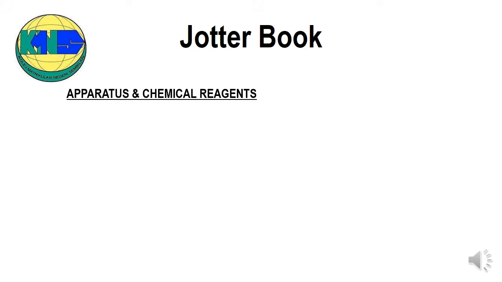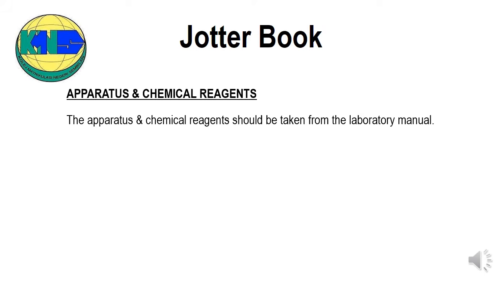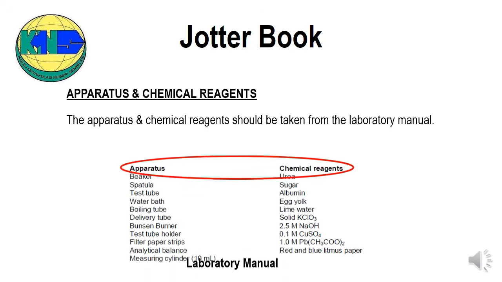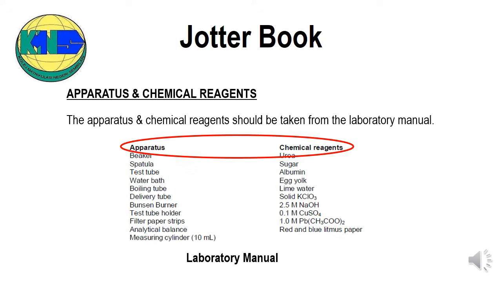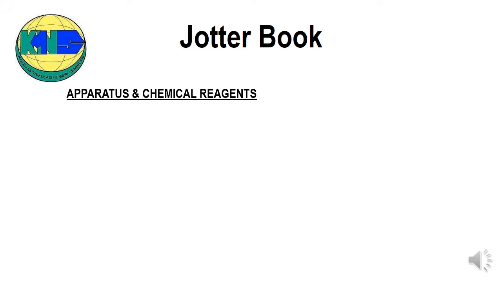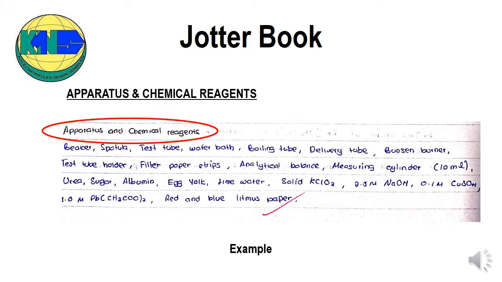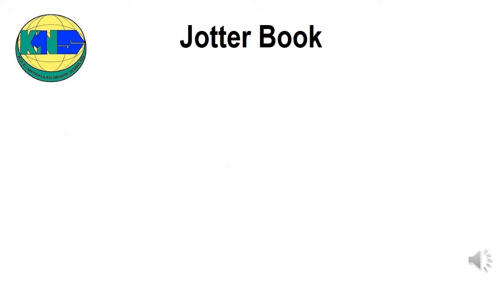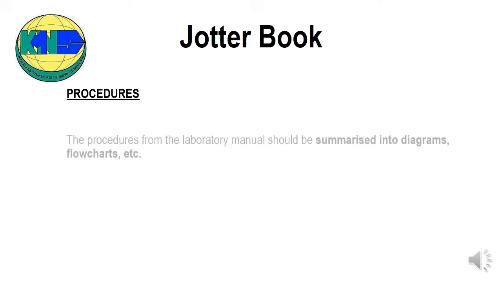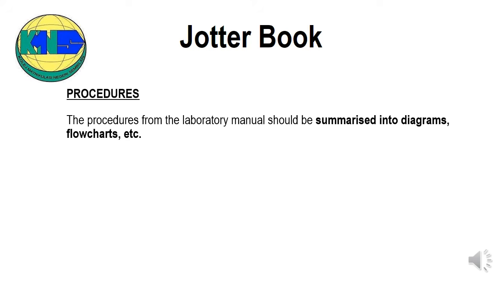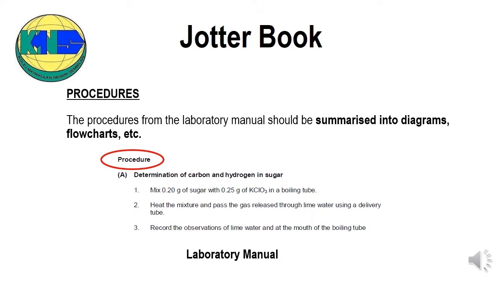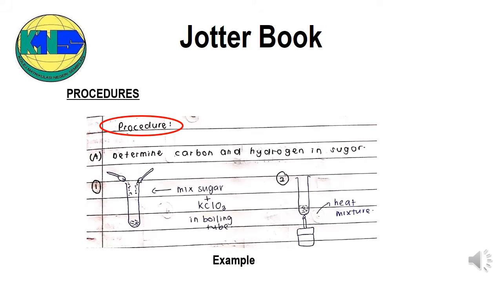Next, apparatus and chemical reagents. The lists should be taken directly from the laboratory manual. Examples are shown as following. Next, procedures. The procedures from the laboratory manual should be summarized into diagrams, flowcharts, etc. The following is the example of procedure written in a Jotter book.